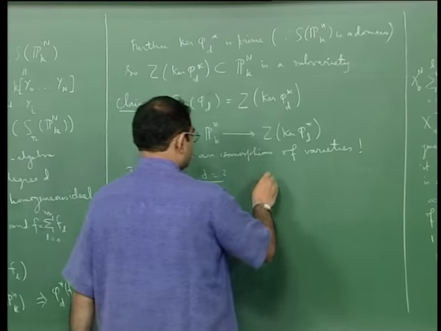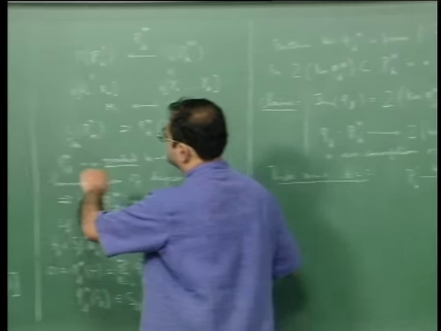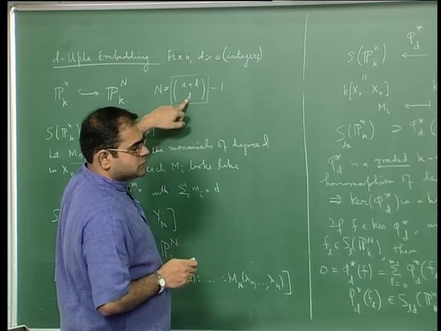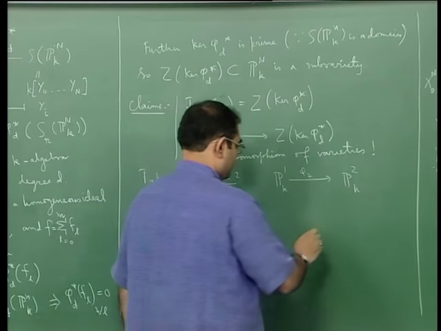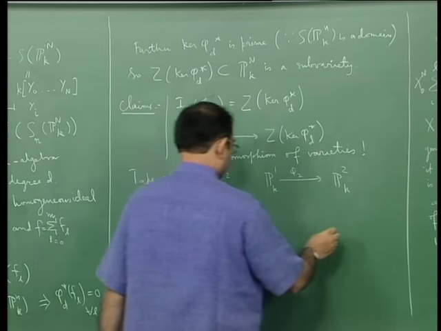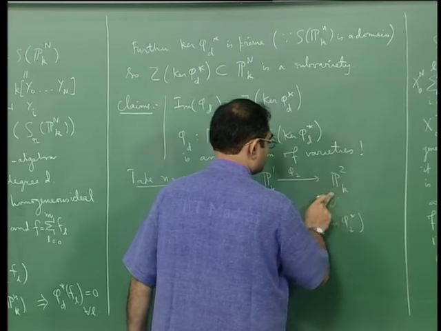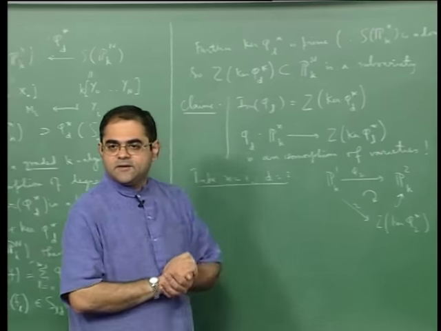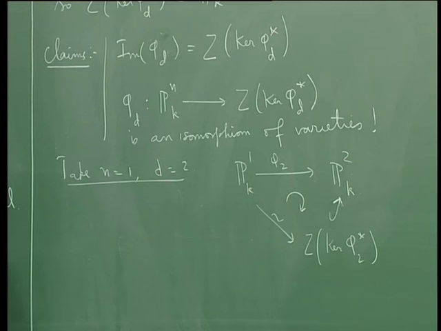If you take n equal to 1, d equal to 2, then you have P^1_k, and phi_2 into P^N, where here I am going to get 3 choose 2, which is the same as 3 choose 1, which is 3, minus 1, this is 2. So it is P^1 inside P^2, and I have the zero set of the kernel of phi_2 upper star inside this. I just want to verify this for the case n equal to 1, d equal to 2, the simplest case. To verify it for the general case we'll need further calculation, but there's a lesson to be learnt even in this simple case.